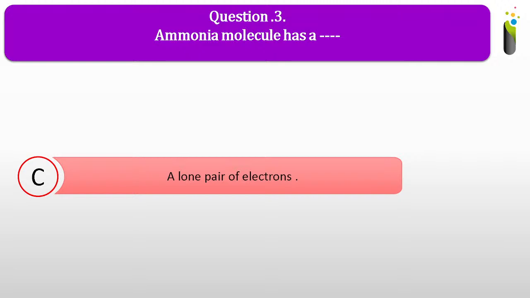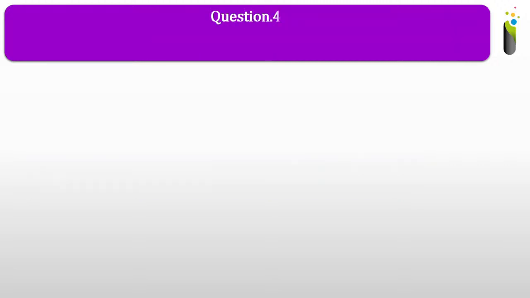So the answer for this question is C. Okay. Ammonia molecule has a lone pair of electrons. So Arushi Shah, you're correct. Coming to the next question, number 4.